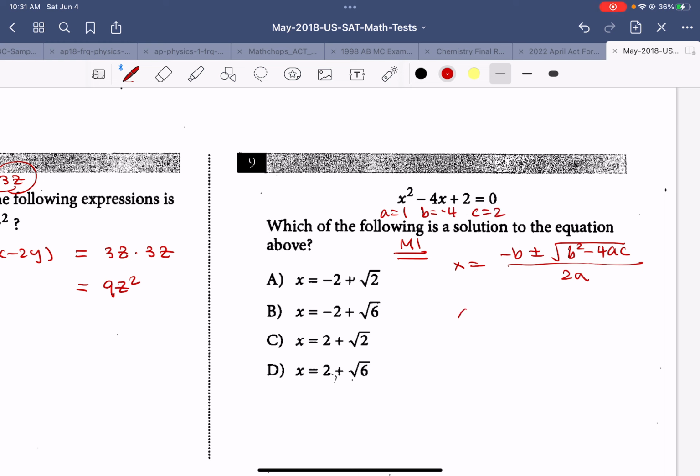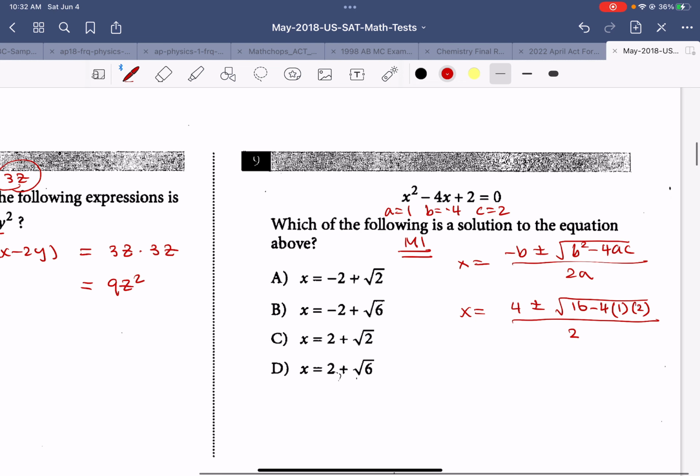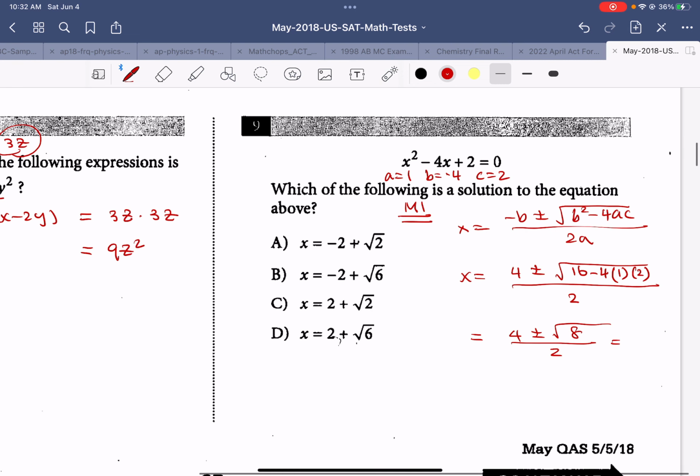So when you substitute, x is going to be equal to negative b, which means 4, plus or minus the square root of b squared. So negative 4 squared is positive 16, minus 4 times a is 1, c is 2, all over 2a, so 2. So if you simplify, 4 plus or minus square root of 16 minus 8, which is 8. And then root 8 you can reduce to 2 root 2. So 4 plus or minus 2 root 2 over 2.